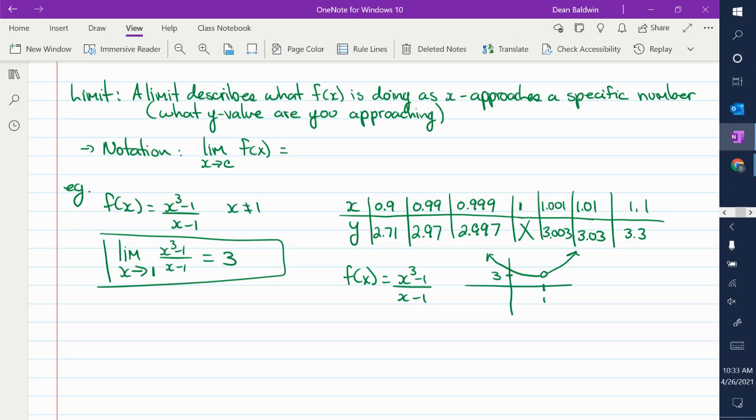So it's sort of parabola-like. And you can see as you come down from numbers that are bigger than 1, we're getting closer to the y value of 3. And if you come from this side, we're also getting closer to the y value of 3. Why is there an open circle there? Because you can't put 1 in, right?